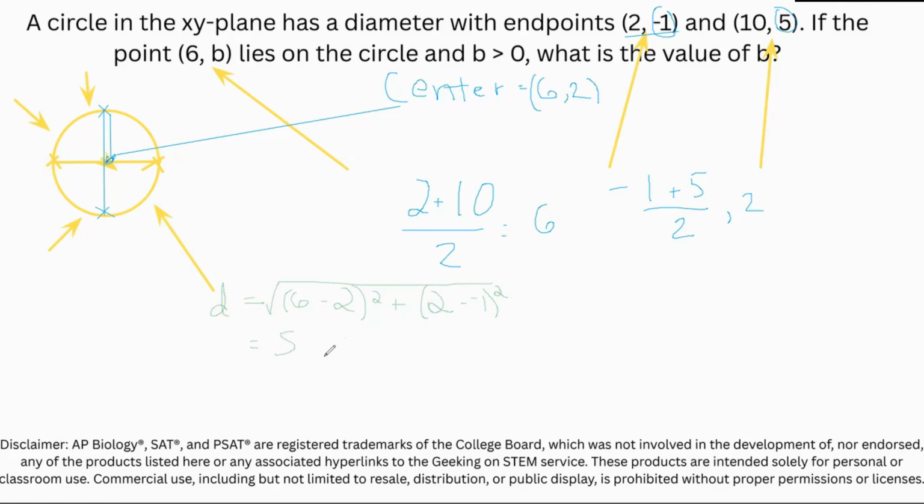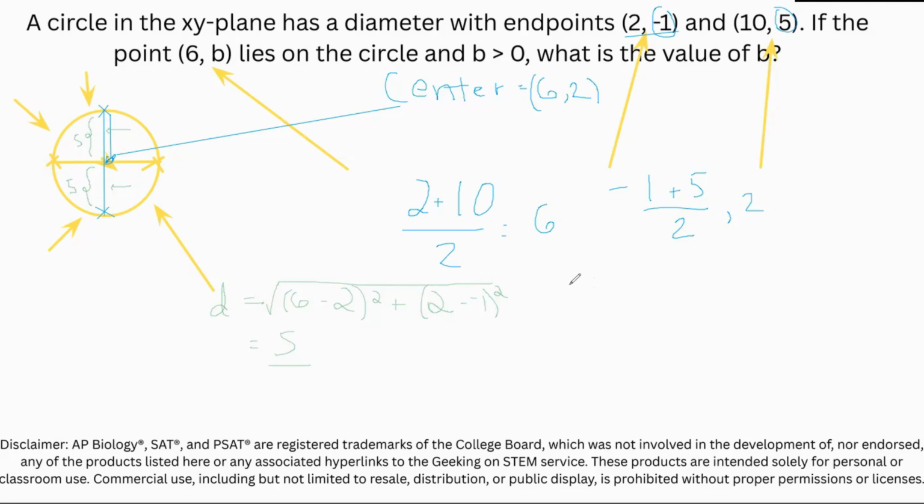So essentially, I know that the distance is 5. Meaning there are 5 spaces from here to here and 5 spaces from here to here, because the radius is going to be the same on this side as it is on this side. Now that I know that, I'm going to utilize my formula of a circle and plug that in.